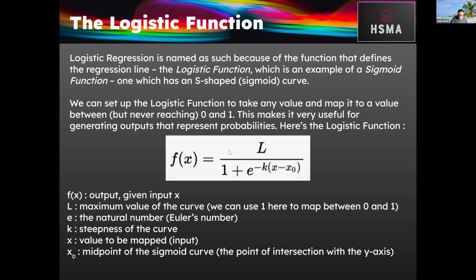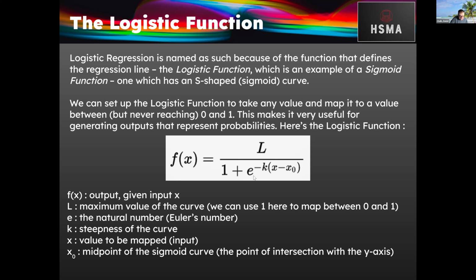And so here's basically the logistic function. Apologies for the maths. As I say, you don't need to understand the intricacies, but this isn't quite as bad as it looks at first inspection. This basically just says L, which is the maximum value of the curve, which if we use a 1 there, which is what essentially we'll be doing, then it maps values between 0 and 1, and therefore we get probabilities out.